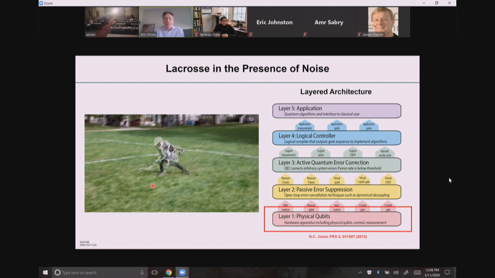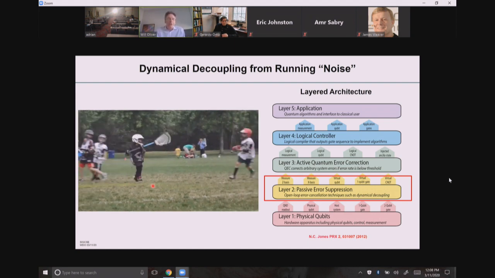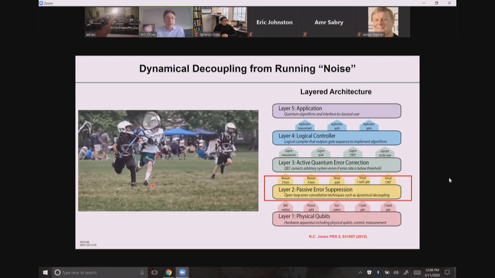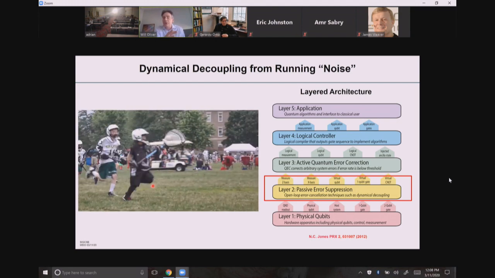What you do is something called passive error suppression or dynamical decoupling. What you do is you cradle the stick, you swing it back and forth. Now it's open loop feedback. You don't think about it, you're not responding to anything, you just always do it, right? But what that does is decouples the ball from the noise of the player running, as you see here. So you see that he's cradling back and forth, and by doing that, the ball is decoupled from the running and the noise due to the running, right?